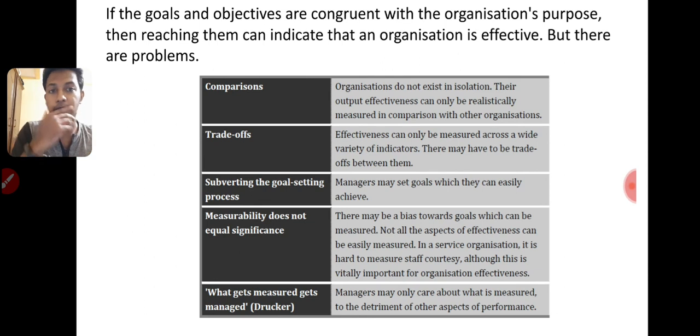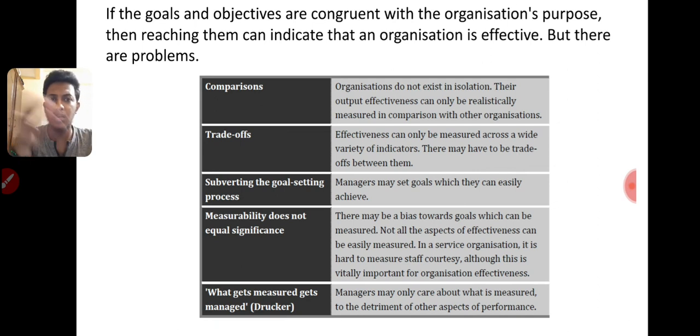I will explain the third one: subverting the goal-setting process. Managers may set goals which can be easily achieved. So if a goal approach is there, they can set a small profit margin that is easily achieved. Managers know how they run the business; no one else knows. So the goal approach has that drawback.